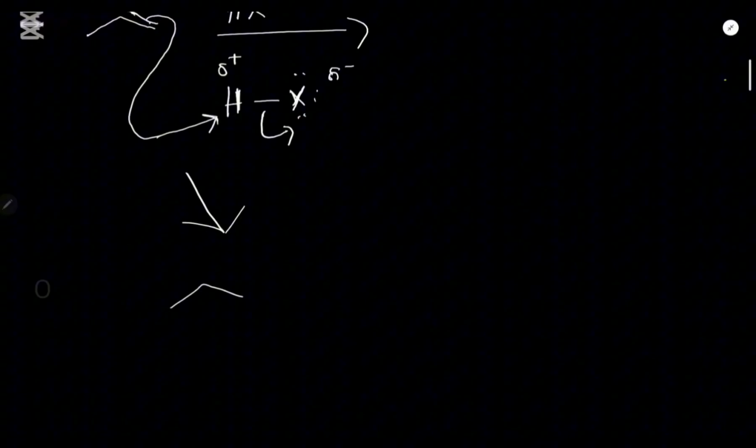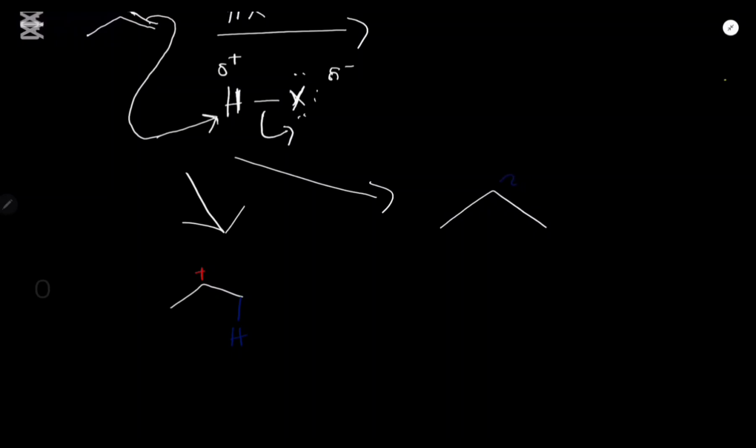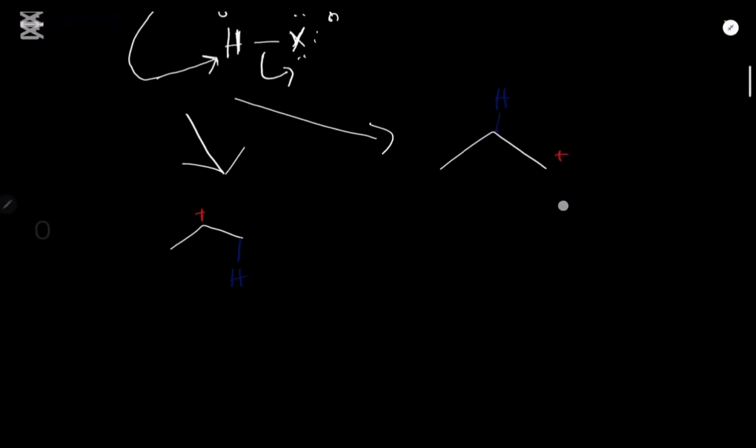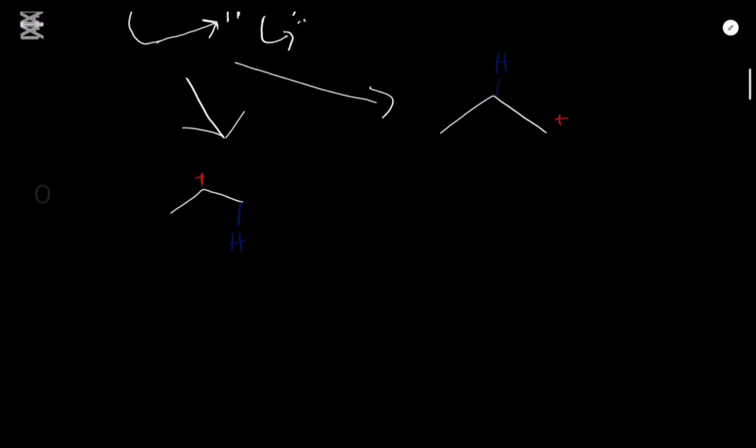This hydrogen can be added here with a positive charge on the middle carbon, or hydrogen there with a positive charge on this carbon. So which one is correct between the first one and the second one? That's where the law of regioselectivity comes in.